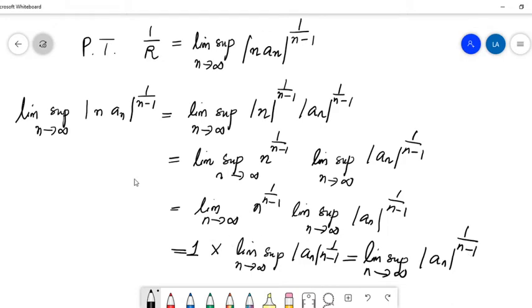What we have now proved is very useful as we move along this proof. We just proved that the limit supremum as n tends to infinity of modulus of n into a_n the whole raised to 1 by n minus 1 is equal to the limit supremum as n tends to infinity of modulus of a_n the whole raised to 1 by n minus 1.